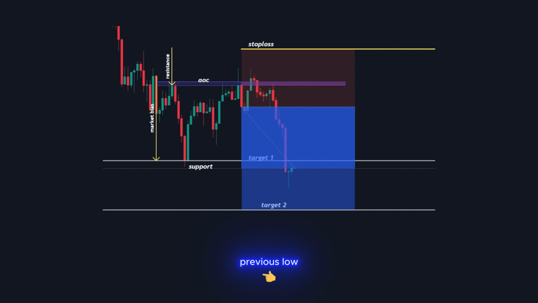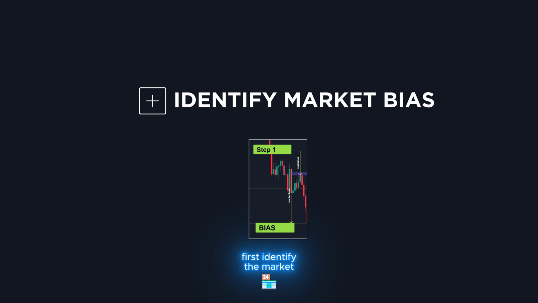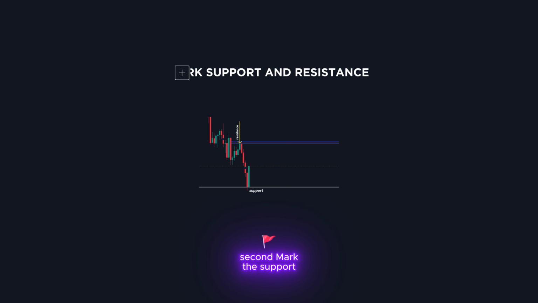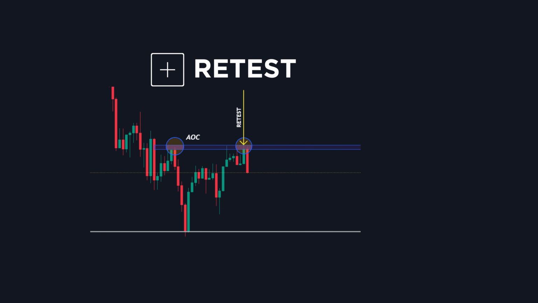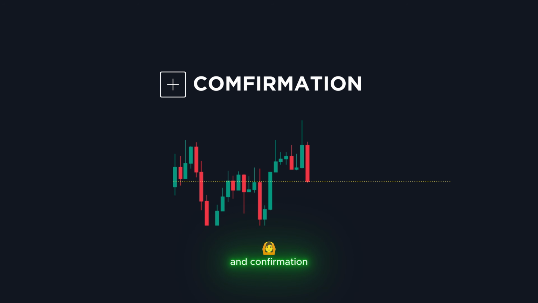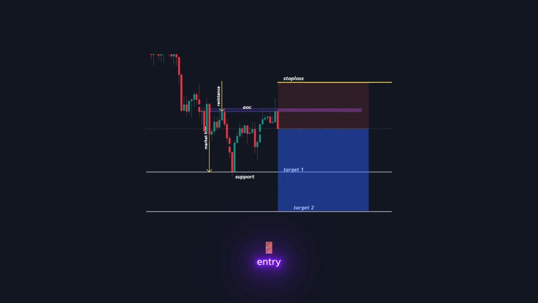The target is the previous low and the next logical support area. That makes sense because price is moving from one important level back toward the next important level. So the full BYBT sequence is simple. First, identify the market bias. Second, mark the support reaction. Third, wait for price to pull back into the AOC. Fourth, let the retest happen. Fifth, wait for rejection and confirmation. Sixth, define the stop, invalidation and target before entry.